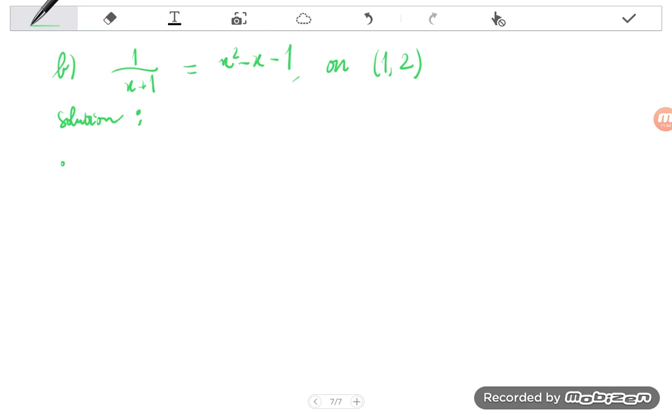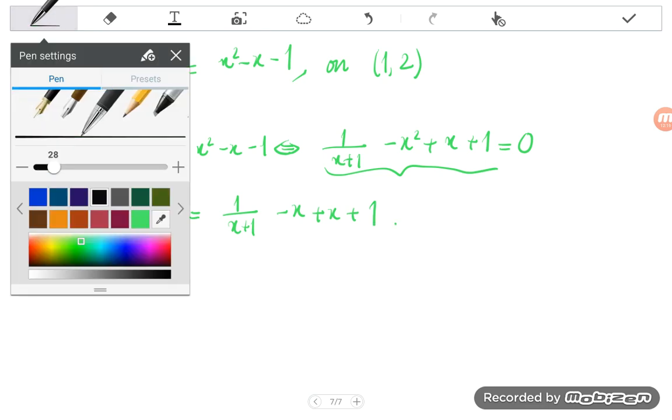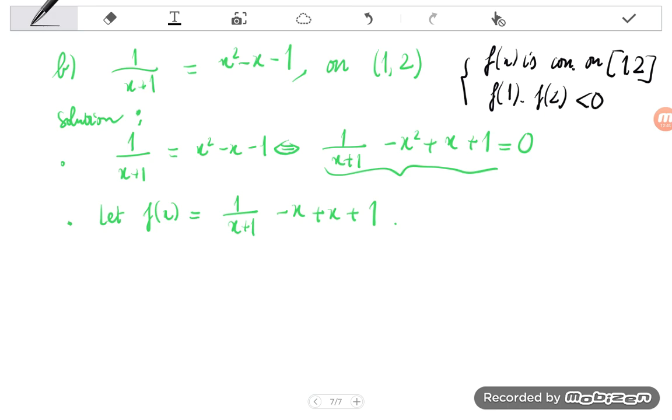First, we will change our equation to the form f(x) equals 0, and we let the left side of this equation be f(x). And now, to prove that this equation has at least one root on the open interval (1, 2), we have to check that f(x) is continuous on the closed interval [1, 2], and we have to check that f(1) times f(2) is less than 0, that is, negative.